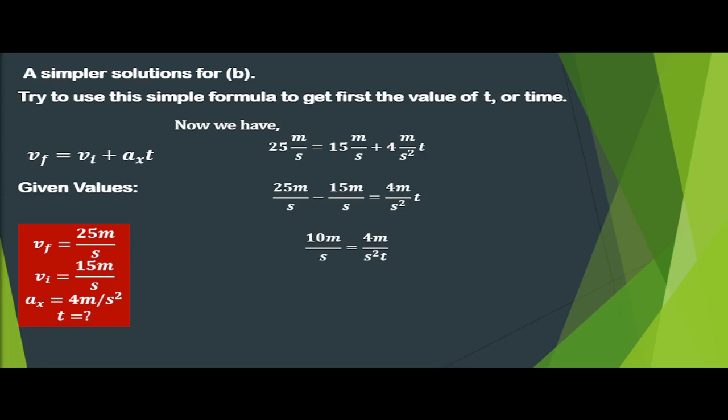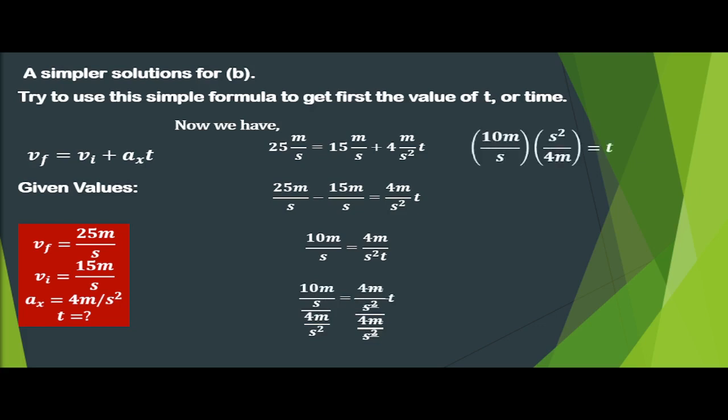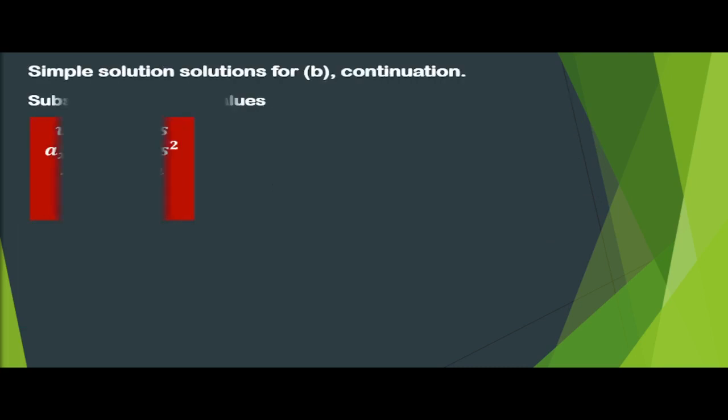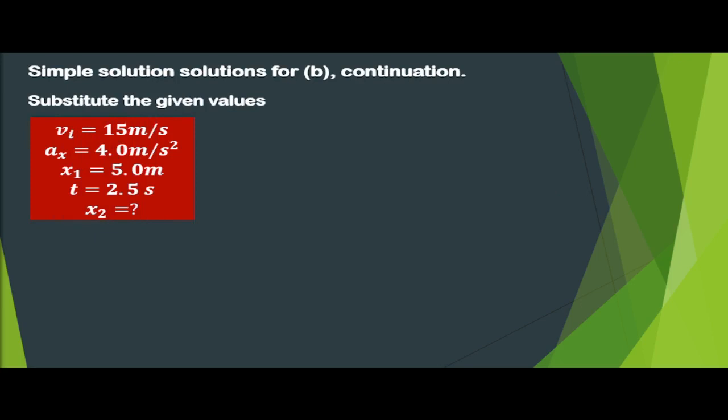In order to get the value of t, divide both the left and right hand sides of the equation by 4 meters per second squared. Divide the numbers and variables, then simplify. Now we have t, for time, is equal to 2.5 seconds. Now that we know the time when the velocity of the motorcycle is 25 meters per second, we can substitute this value of time together with the given values into this formula: x sub 2 is equal to x sub 1 plus v sub i times t plus 1 half times a sub x times t squared.